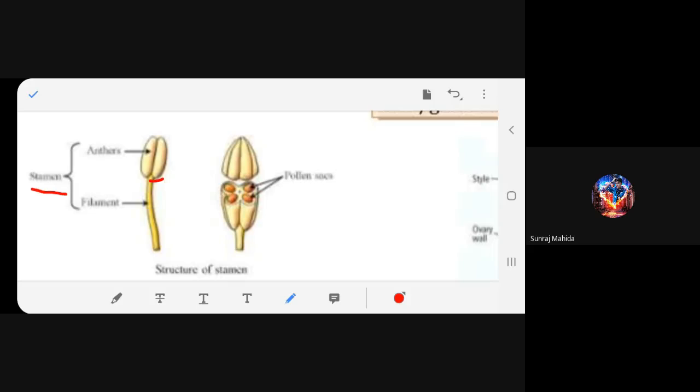Now you can see over here, the stamen. This has anthers. Then this tube, this is the filament. So the stamen is made up of anthers and filament. And if you cut this anther, we get pollens. What we get? Pollens. And this is the male cell. You understood? This is the male cell. You understood better?